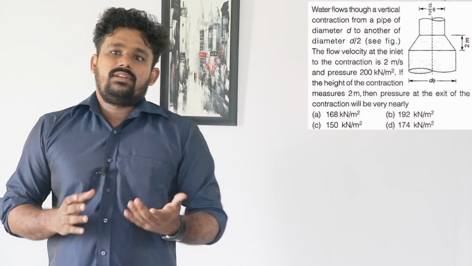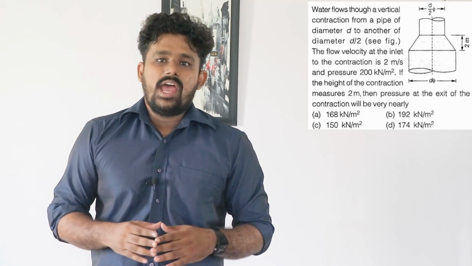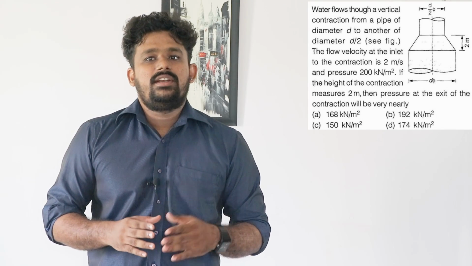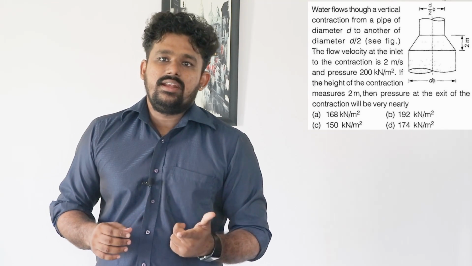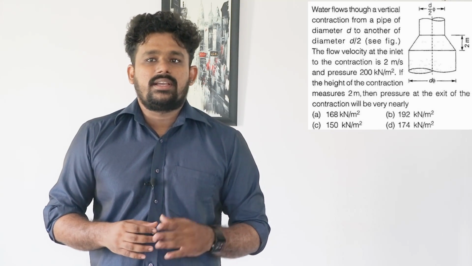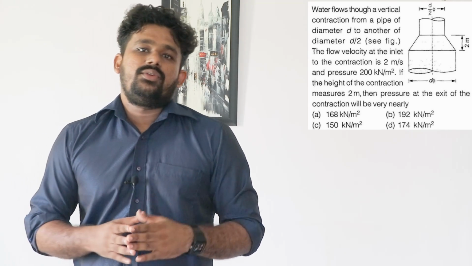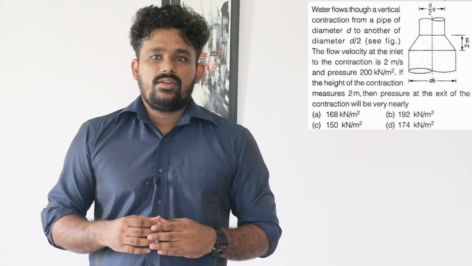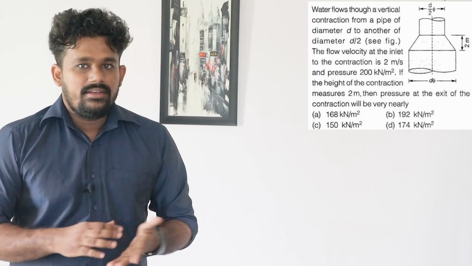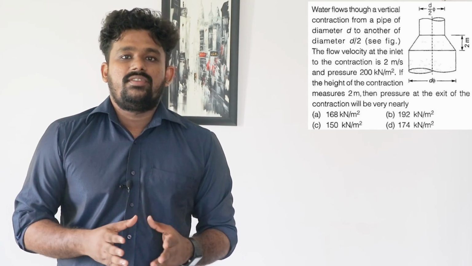First one, Bernoulli's equation, you must be clear with Bernoulli's equation. And second one is the applications coming from Bernoulli's equation. Okay, first question. Water flows through a vertical contraction from a pipe of diameter D to another of diameter D by 2. The flow velocity at inlet to the contraction is 2 meter per second and the pressure is 200 kilonewton per meter square. If the height of the contraction measures 2 meter, the pressure at the exit of the contraction will be dash.